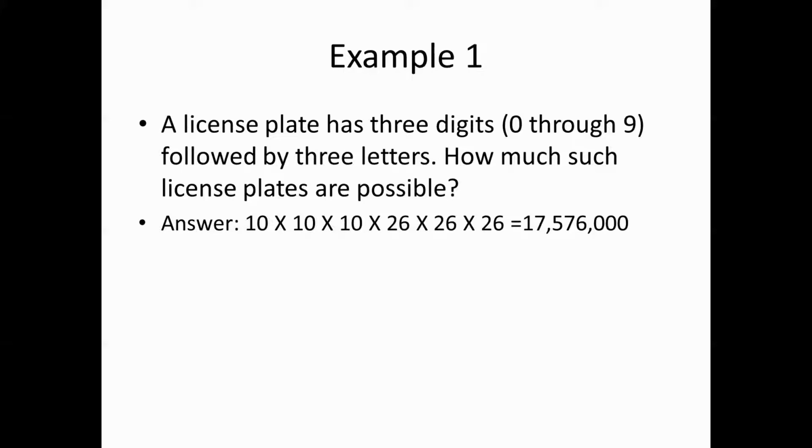So here's another example. A license plate has 3 digits, 0 through 9, followed by 3 letters of the alphabet. How many such license plates? Well, Step 1, choose the first digit, 10 ways. Step 2, choose the second digit, 10 ways. Step 3, choose the third digit, 10 ways. Step 4, choose the letter of the alphabet that follows the 3 digits. Step 5, choose the next letter. Step 6, choose the next letter. So it's 10 times 10 times 10 times 26 times 26 times 26. Pretty simple.